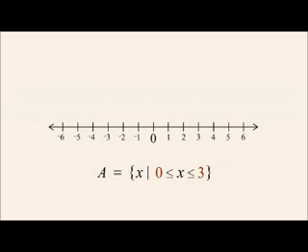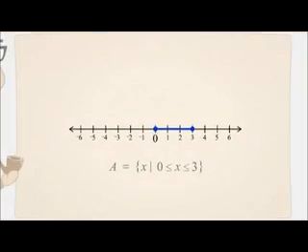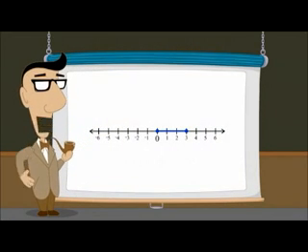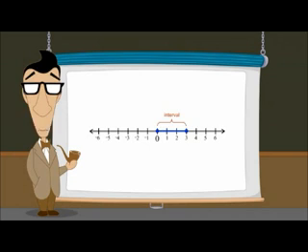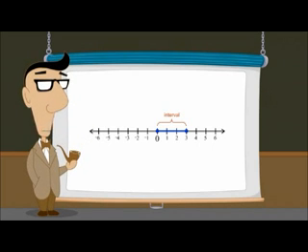0 and 3 are the least and greatest numbers in set A, so we place solid dots at those points on the number line. Since set A also contains all real numbers between 0 and 3, we draw a solid line between the two endpoints. This set of numbers forms what is called an interval. An interval is a set whose members are a continuous span of numbers on the number line. Finite intervals are bounded by two endpoints. In this example, the endpoints are 0 and 3.